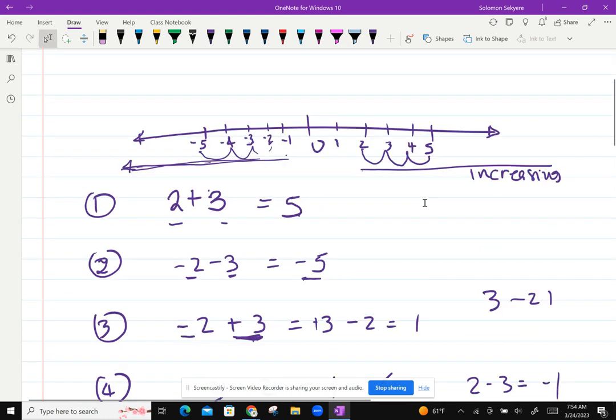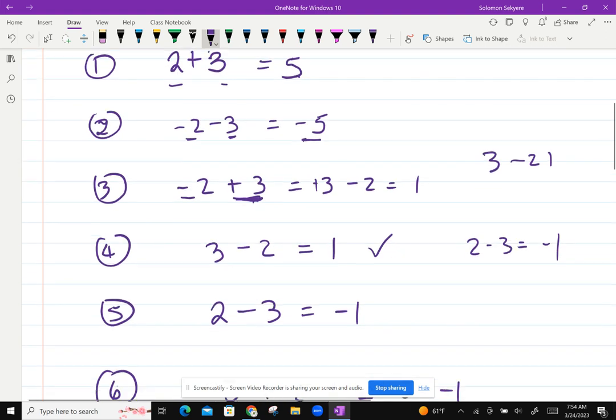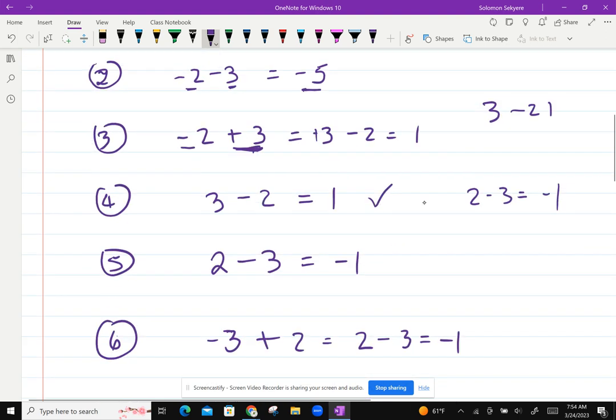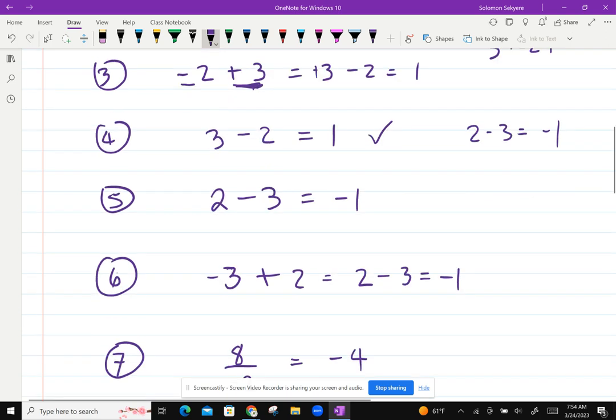2 minus 3. We are here at 2. When you're subtracting, you count to the left: 1, 2, 3. See that? Negative 1. But the quick way of doing it is, if there's a smaller number and you are subtracting a bigger number, you should end up with a negative number. So 3 minus 2 is 1, so 2 minus 3 will be negative 1. For example, 8 minus 5 is 3, so 5 minus 8 should be negative 3. And you can use the number line to prove it.